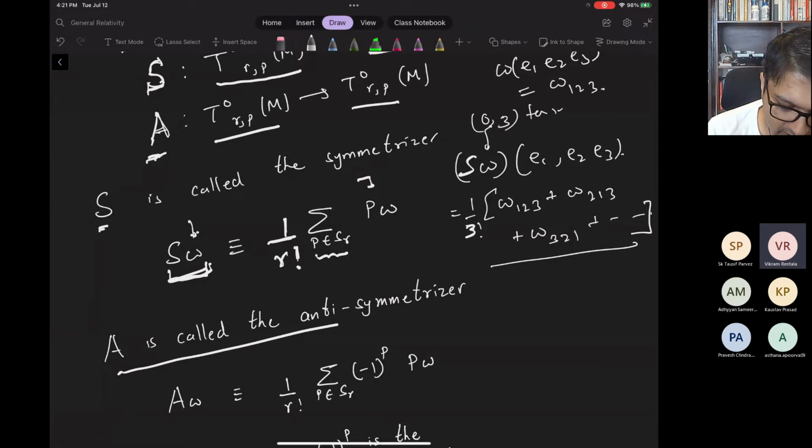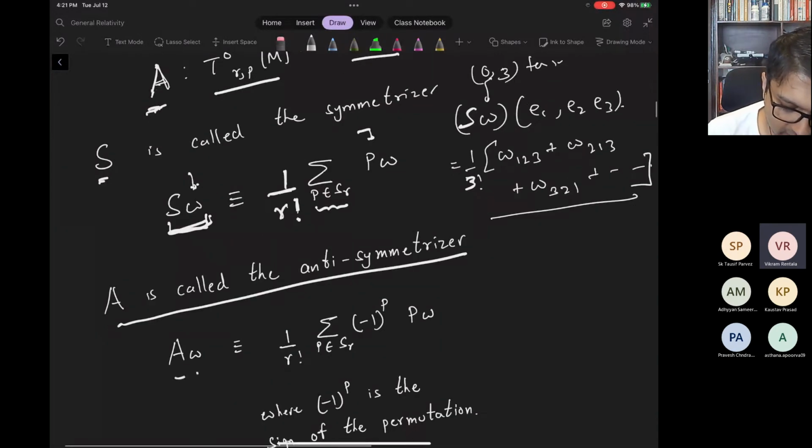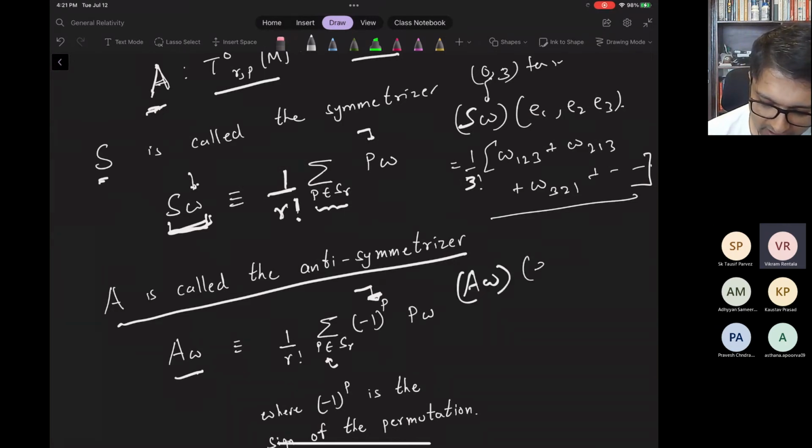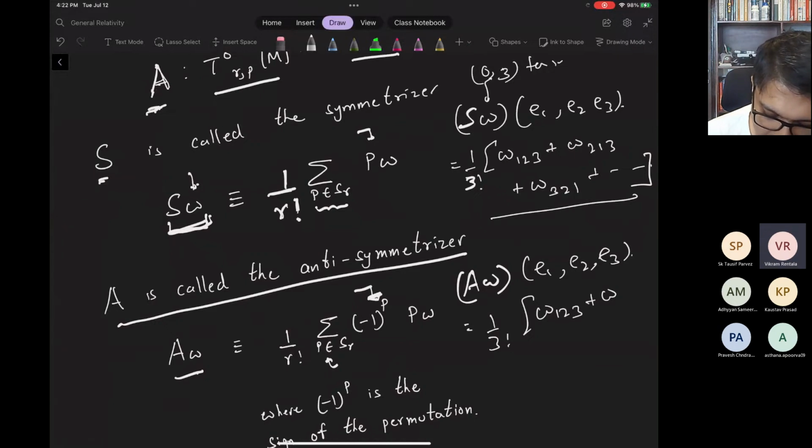Now we also define something called the anti-symmetrizer operation. The anti-symmetrizer acting on omega is 1 over r factorial. It's the same averaging over permutations, except now we take into account the signs of the permutations. So in components again, A omega acting on E1, E2, E3 would be something like 1 over 3 factorial. Omega 1, 2, 3 would come with a plus sign, and then all cyclic permutations, for 3 objects, would come with plus signs. So I would have omega 2, 3, 1 plus omega 3, 1, 2. But all the anti-cyclic permutations, which are obtained by an odd number of exchanges, would come with minus signs.